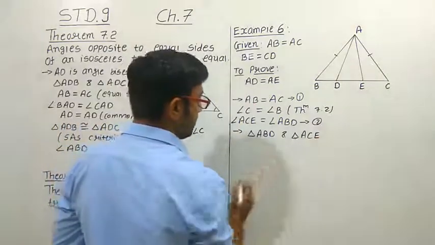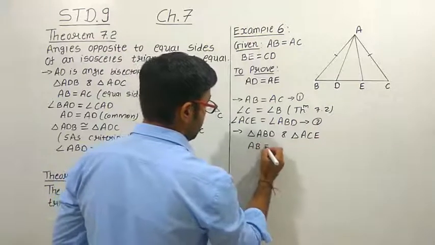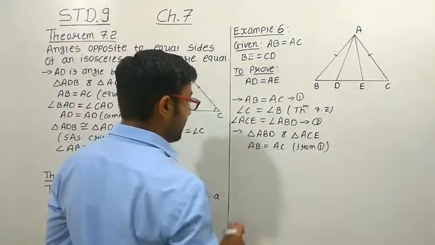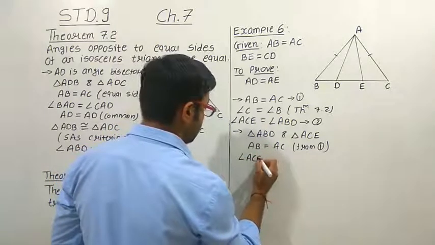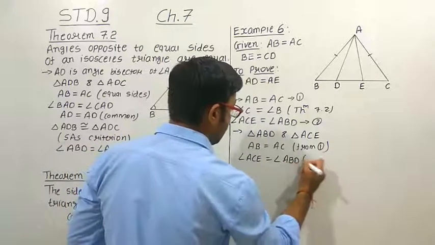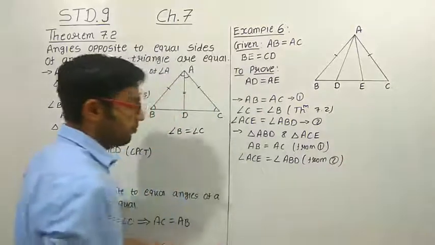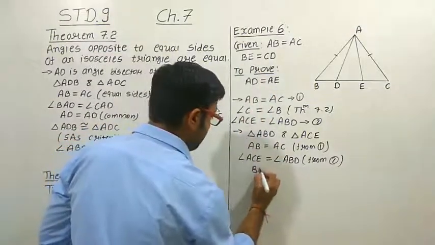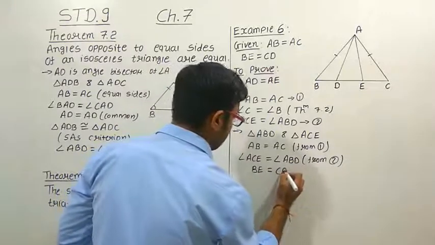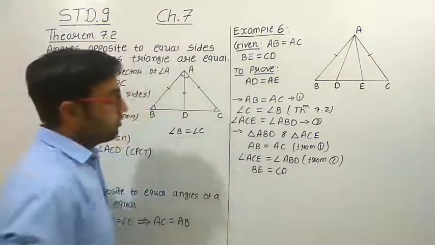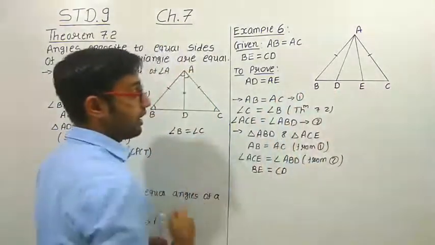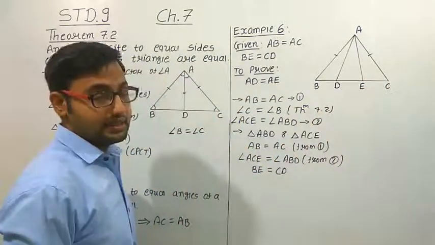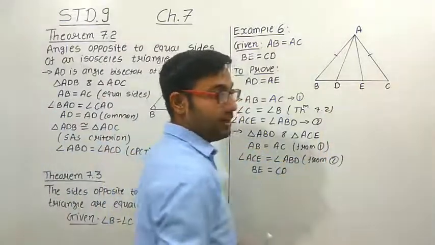Out of these conditions we already have, AB side is equal to AC side. This we have taken from 1, or we can take it from the given. Second thing we have written down here is that angle ACE is equal to angle ABD. This we have taken from 2, right? Now what is the third condition we can take here? See, one more thing we are given is that BE is equal to CD. But this is not a side of the triangle. BD is the part of triangle ABD. In the same way, CD is not a part of triangle ACE, but CE is the part of triangle ACE.